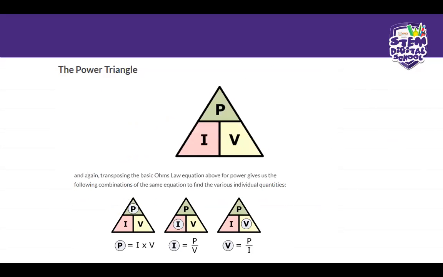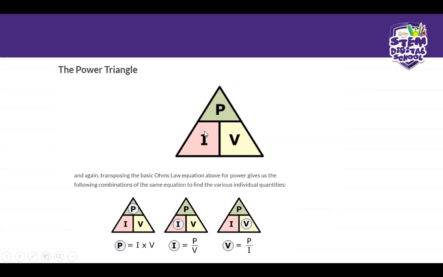Okay, here we are. So now we have our power triangle. So this is how our power triangle looks, okay? You're going to have your P on the top there, your current there, and your voltage there. Remember before, for the original Ohm's law, we had our voltage there, our current there, and our resistance there.